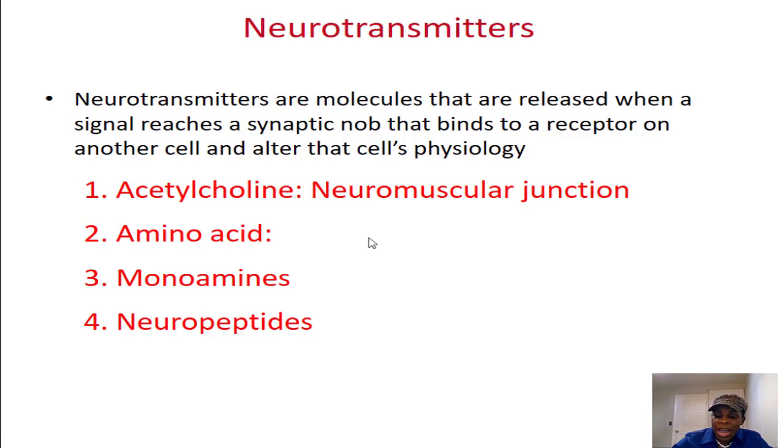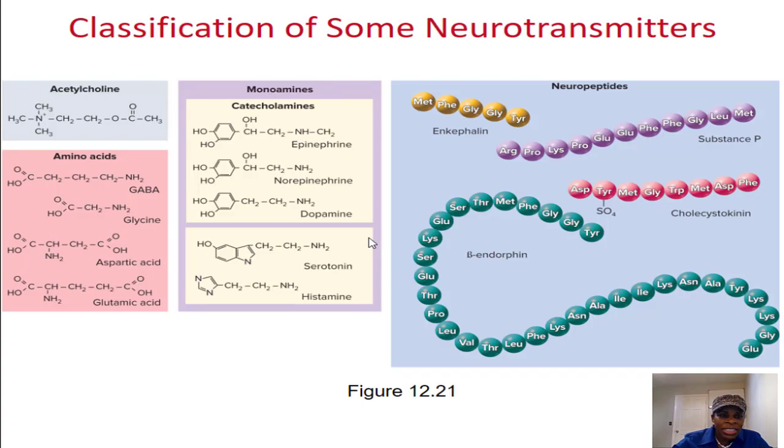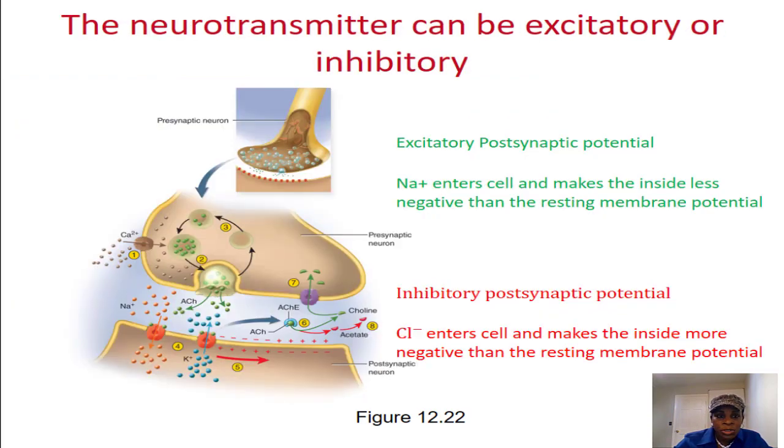We also have amino acids, monoamines, and neuropeptides. These are examples of neurotransmitters. These are products that are secreted at the end of the neuron after an action potential so that neuron can communicate with the next neuron, right? You see acetylcholine, you see neuropeptides, different amino acids that are secreted to act on the postsynaptic neuron. By acting on the postsynaptic neuron, the neurotransmitter could excite, making the cell do more stuff, or it can inhibit, stopping the cell from doing stuff.